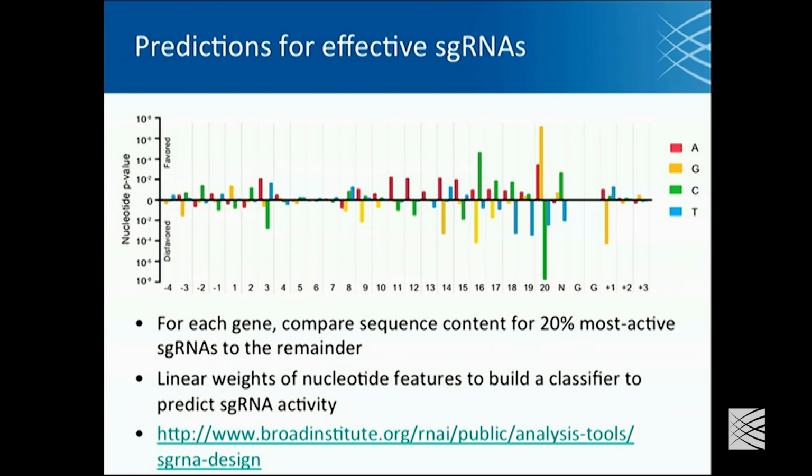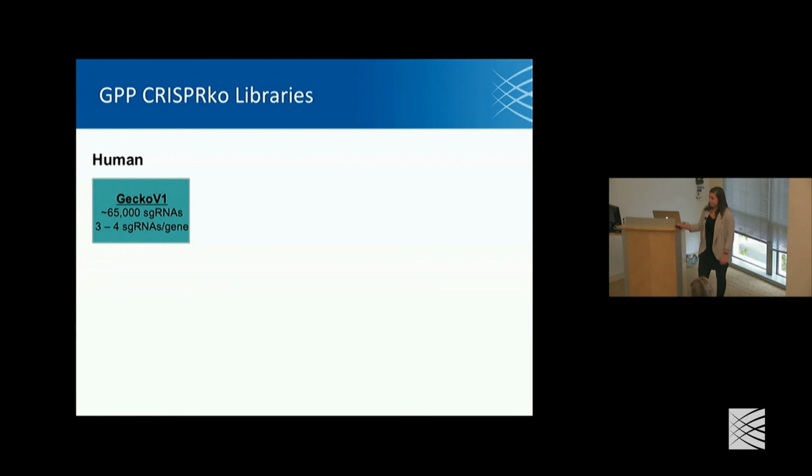So what we then set out to do is create rules to look at nucleotide preference. And we can use these sequence features to design better guide RNAs, which lets us design better libraries. And as GPP exists as a platform, we've continued to create better rule sets and therefore better libraries. So we first collaborated to make Gecko v1, which then came Gecko v2.